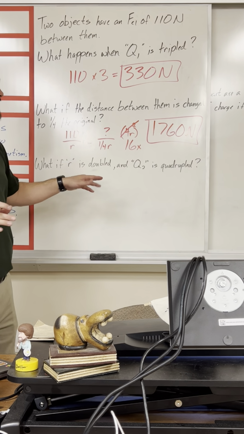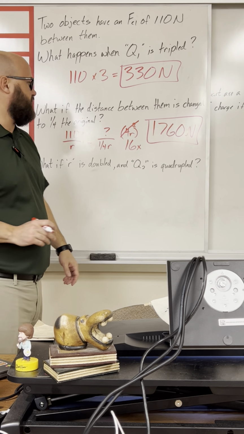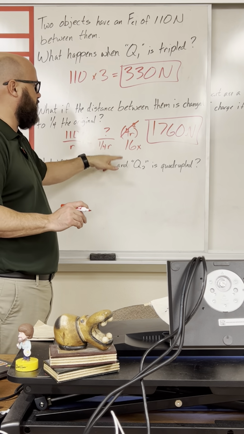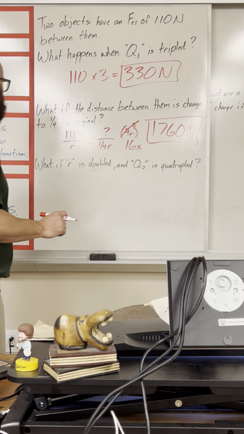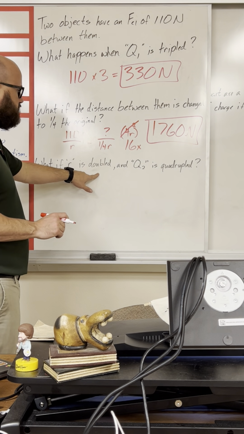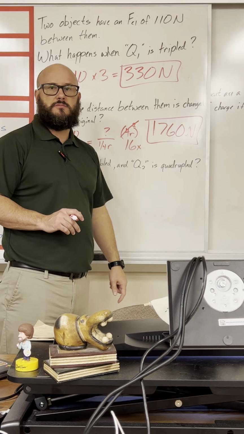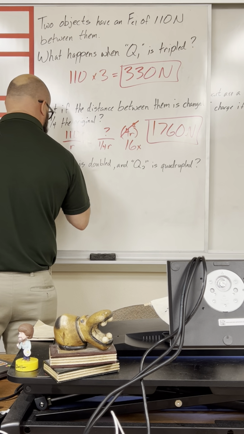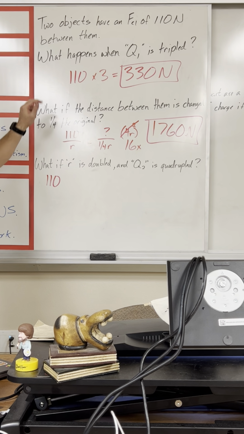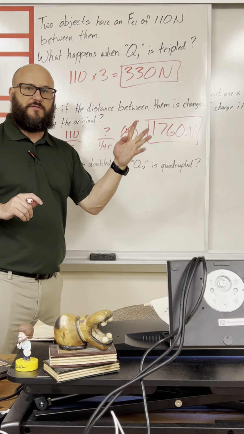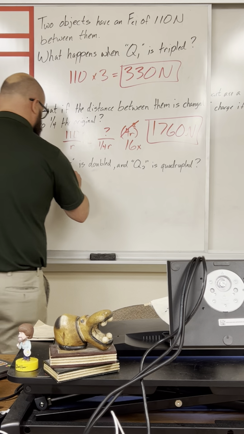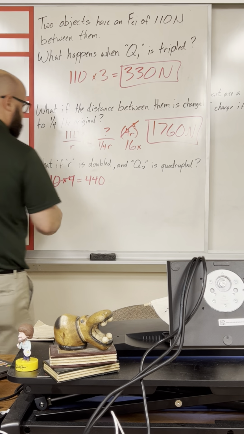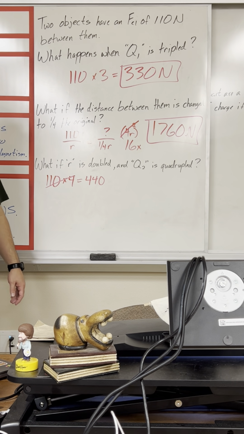So just remember to use your inverse square law practices when this comes into play. If it's in the denominator, you have to flip it, take the reciprocal to get to the numerator, and then don't forget to square that value. What if R is doubled and Q2 is quadrupled? Well, now we got two things involved. Let's start off with 110. And the easy one to do is the Q. So if Q is quadrupled, that's times 4. Our force is going to multiply itself by 4, which means we now have a force of 440.